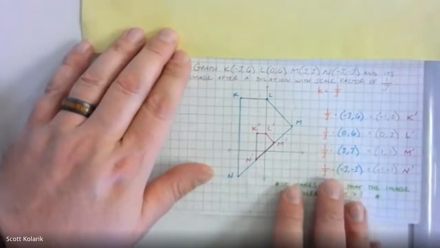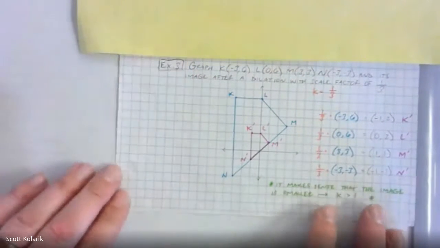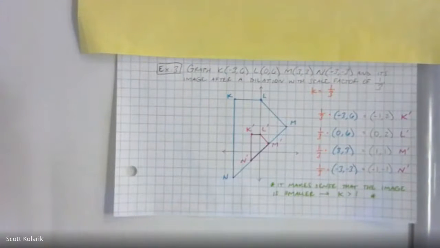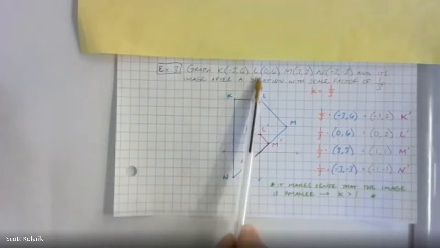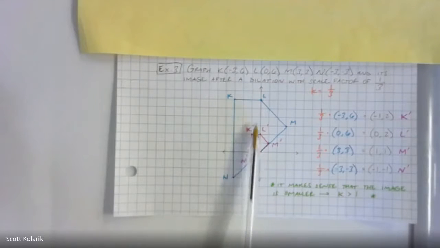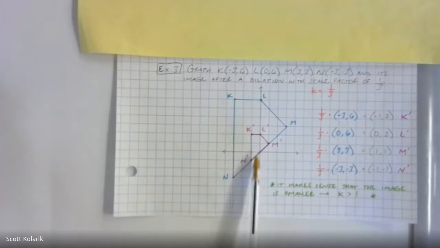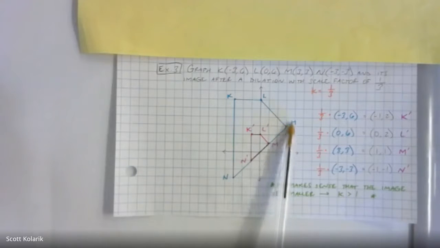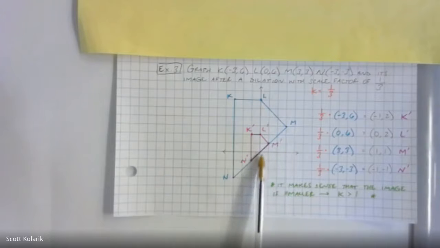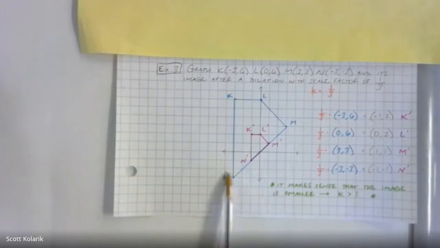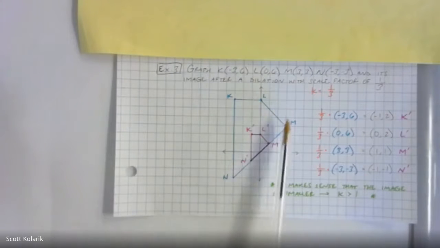All right, here's our problem. Again, we were asked first to graph coordinate points. Hopefully you're comfortable with that. We can see here that K at -3, 6, being left 3, up 6, there's K. L was at 0, 6, right 0, up 6. M was at 3, 3, right 3, up 3. N was at -3, -3, left 3, down 3. So there's my quadrilateral, this kind of weird arrowhead looking shape.